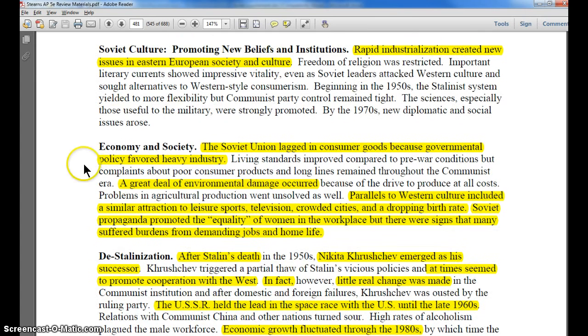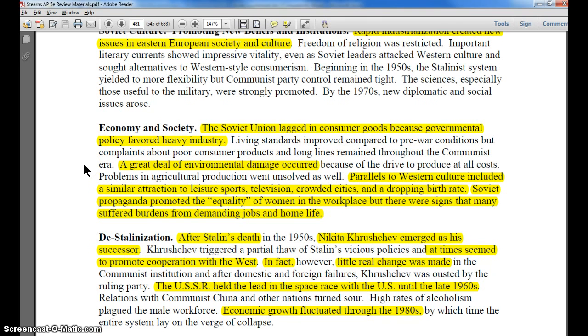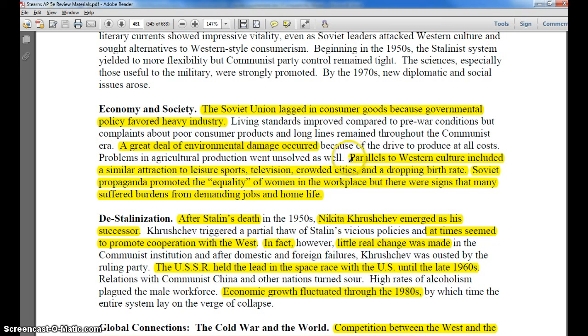Then economy and society. They're kind of behind the West. They don't really have the TVs and the entertainment, leisure stuff, because they're working on industry. They're just trying to keep their economy running. And as a result, they're heavily polluting. They don't really care about the environment when they need to build factories to catch up in production. But there are some similarities, and these parallels are something that you should make sure that you pay attention to with Western culture.